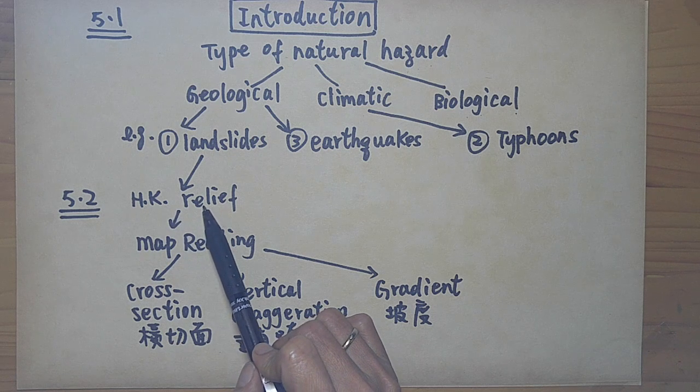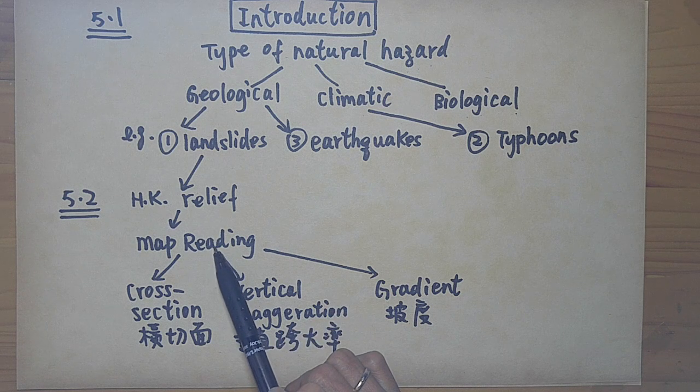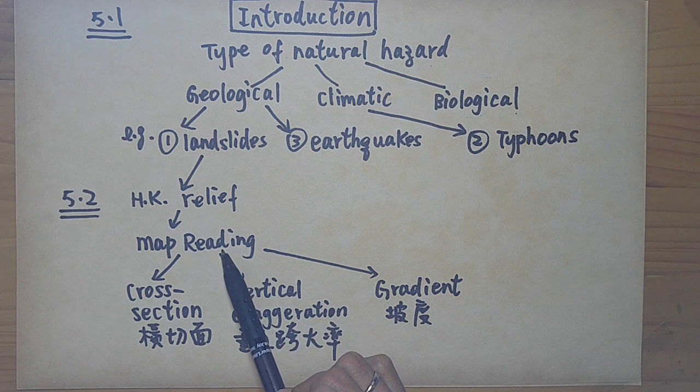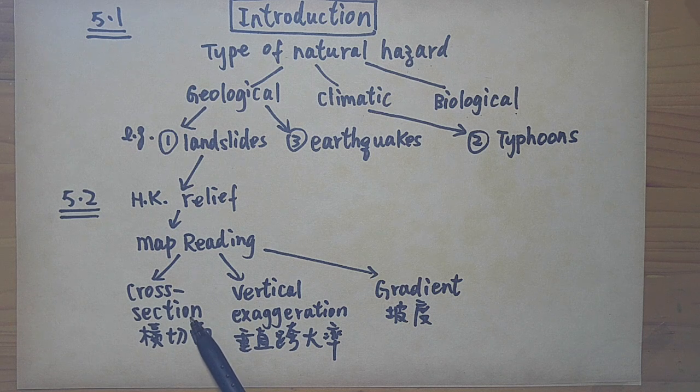And then we will have some map reading related to relief. For example, we will learn about cross section, 橫切面. The second thing is vertical exaggeration, 垂直誇大率. The third thing we learn is gradient, 坡度. So this is the general introduction before we go to our 5.2.